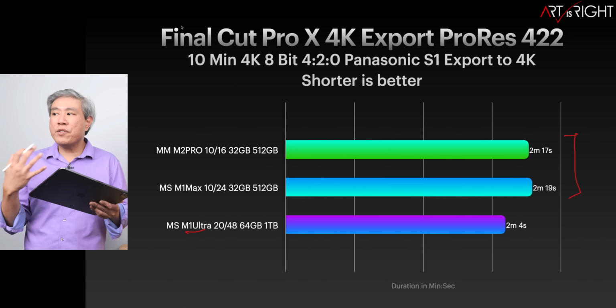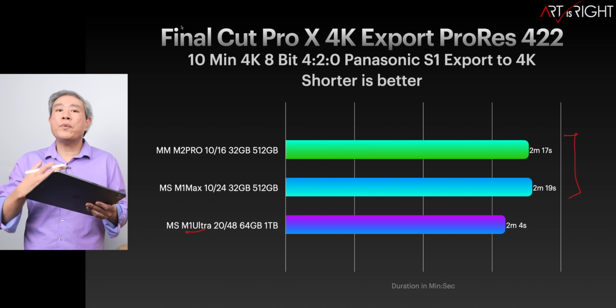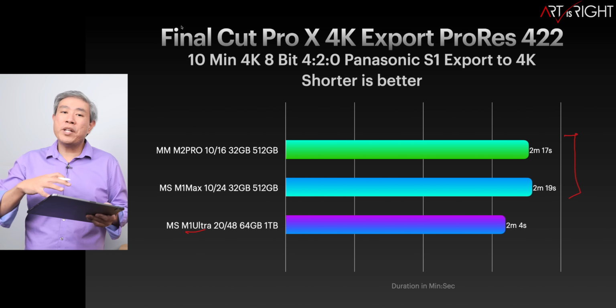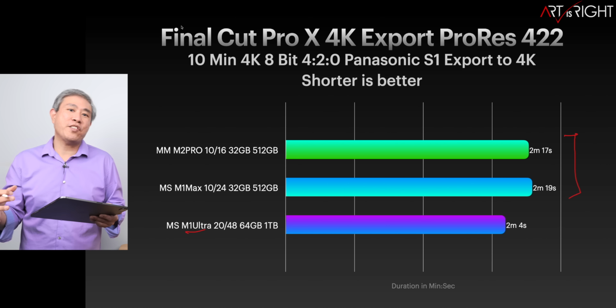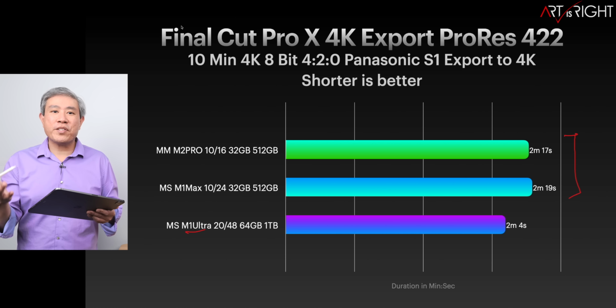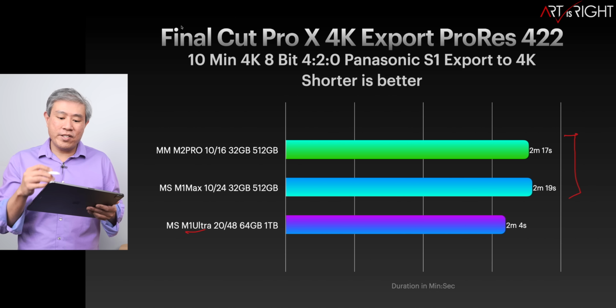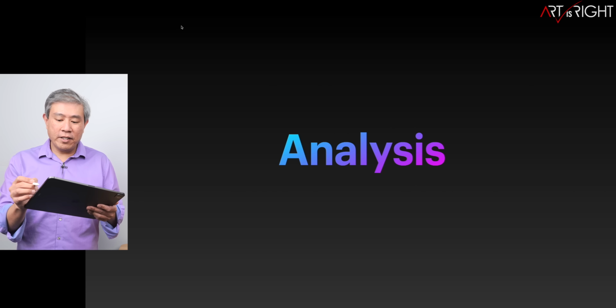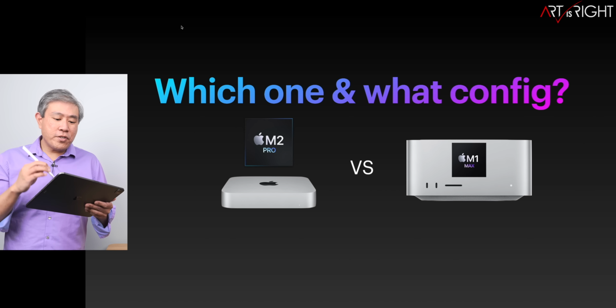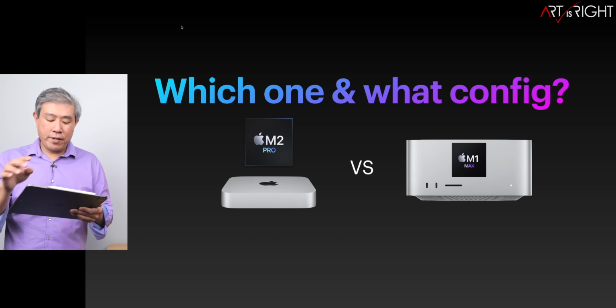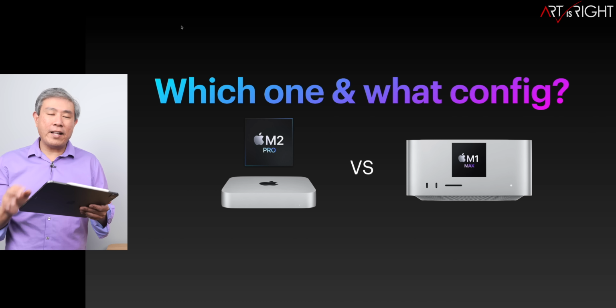But most of the time, here's the thing. We're going to do video and we're going to have to send this to our client. We don't send ProRes to our client. We send H.264, HEVC, or some other format that is compressed. So in general, you're going to save a lot of time that way. So let's take a look at the analysis, which one to choose and how to configure these machines. So these are all valid things to think about.